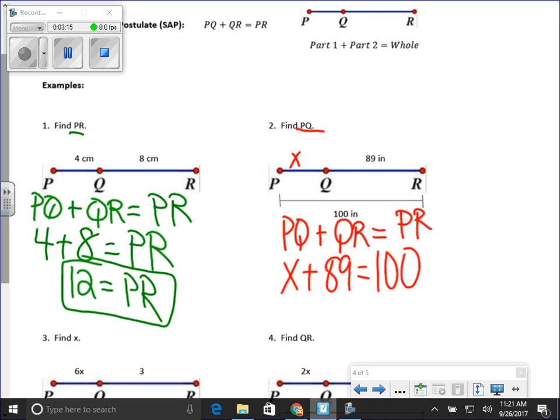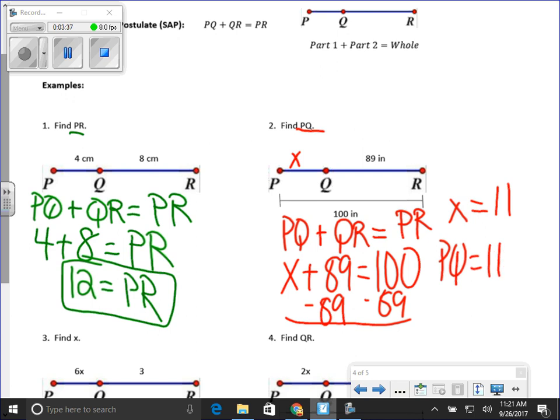You see that's a one-step equation? Remember that? 7th, 8th grade algebra? All right, so how do we solve that so we can figure out what X is? You subtract 89 from both sides. And I'm running out of space. So X is equal to 11. And X represents PQ. So we know that PQ is equal to 11 inches.